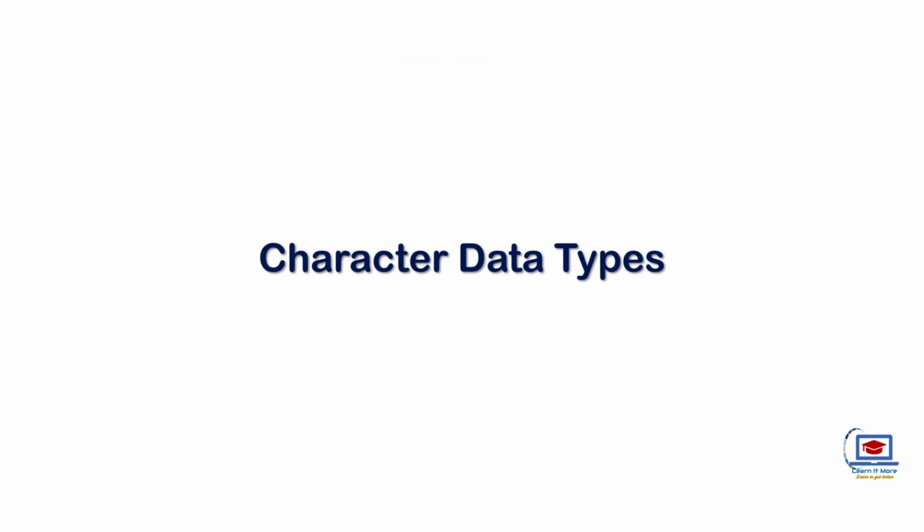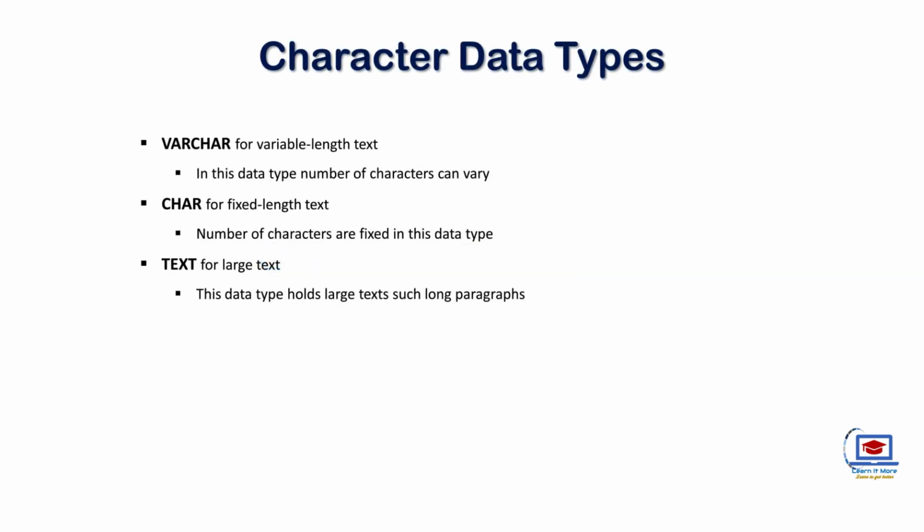Character data types are used to store text or character-based information. They are perfect for names, descriptions, and other textual data. Varchar for variable length text, char for fixed length text, and text for large text data are some examples. Remember, choosing the right data type saves space and optimizes storage.